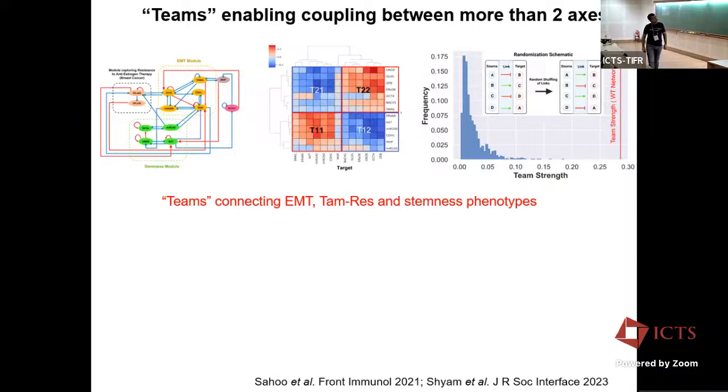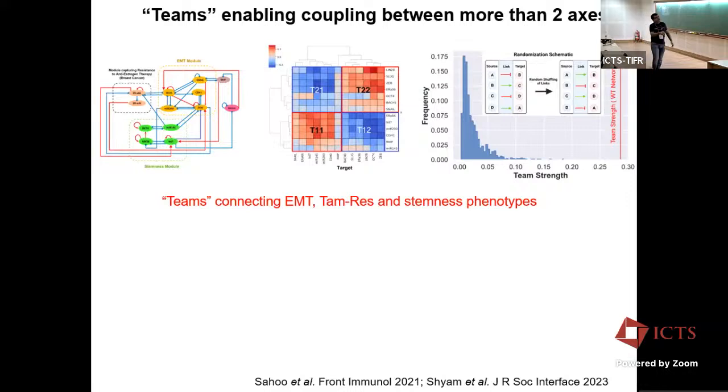Okay, now can teams connect three properties? We have seen EMT and tamoxifen resistance. Let's look at the so-called stemness property, which is the ability of a tumor to give rise to multiple different cell types. So we take the EMT network, tamoxifen network, and add a stemness network that we had looked at earlier. Again, clear teams: epithelial, tamoxifen sensitive, and stemness properties, all players support each other. Mesenchymal, tamoxifen resistant, stem-like properties support each other.